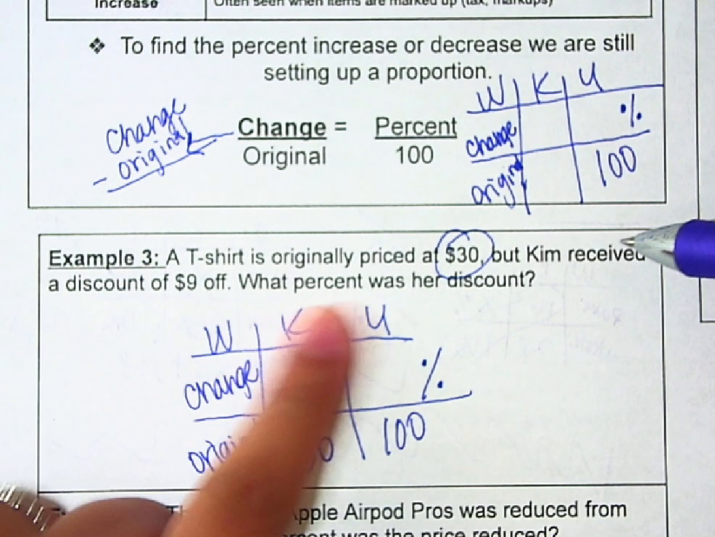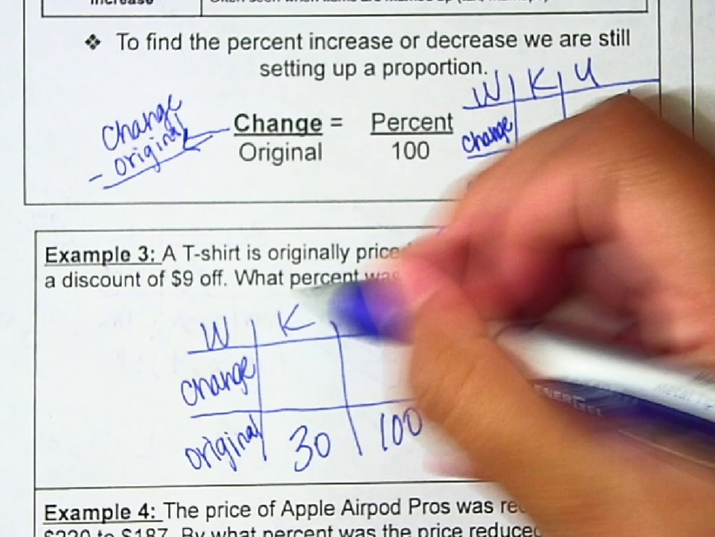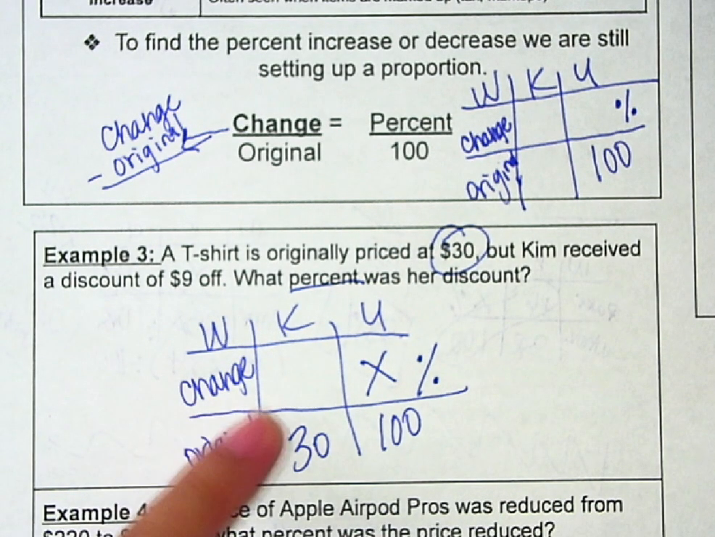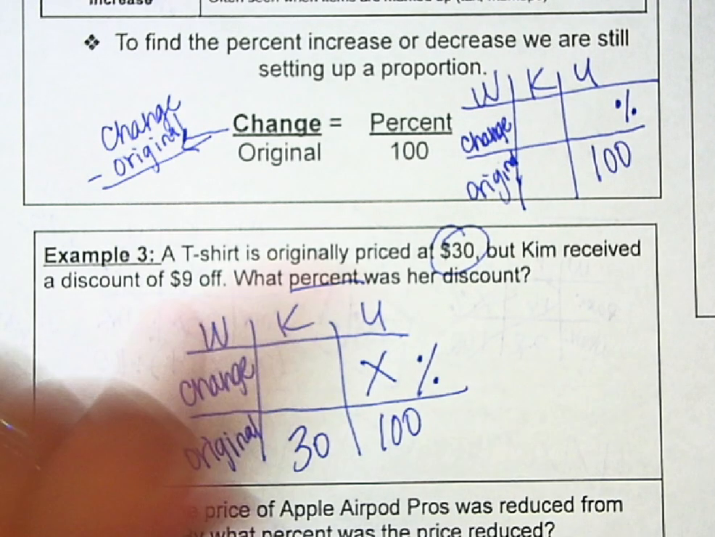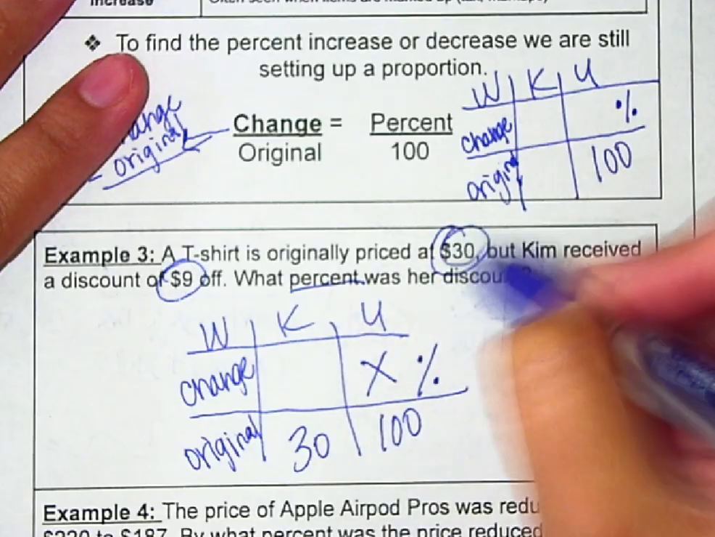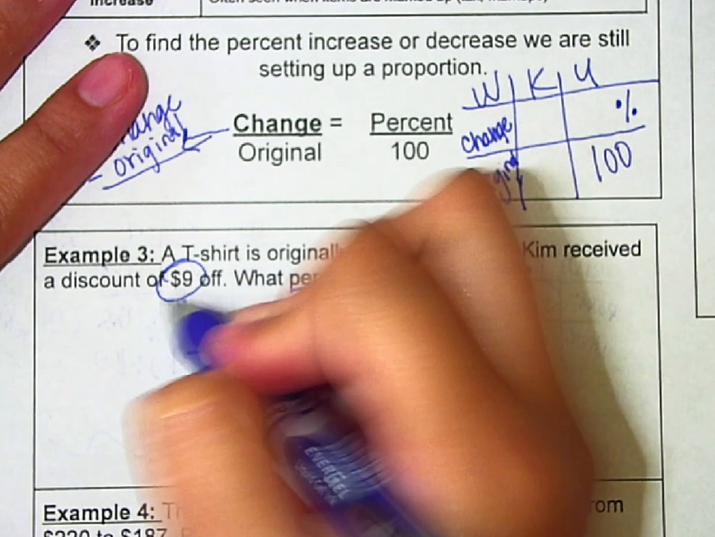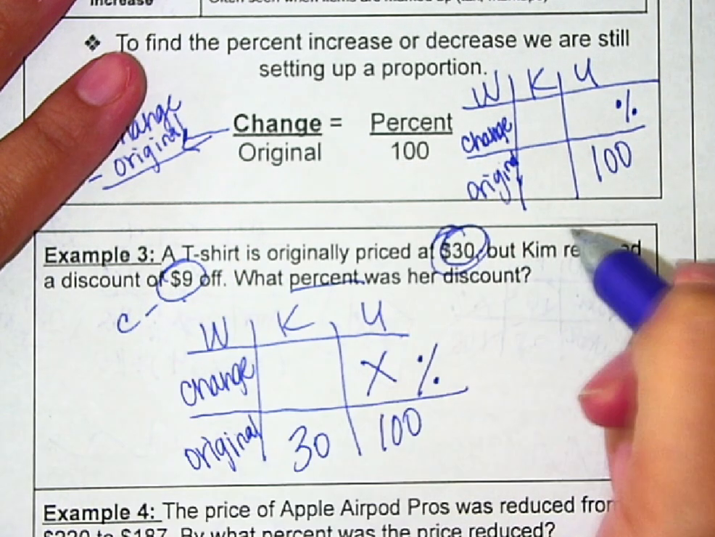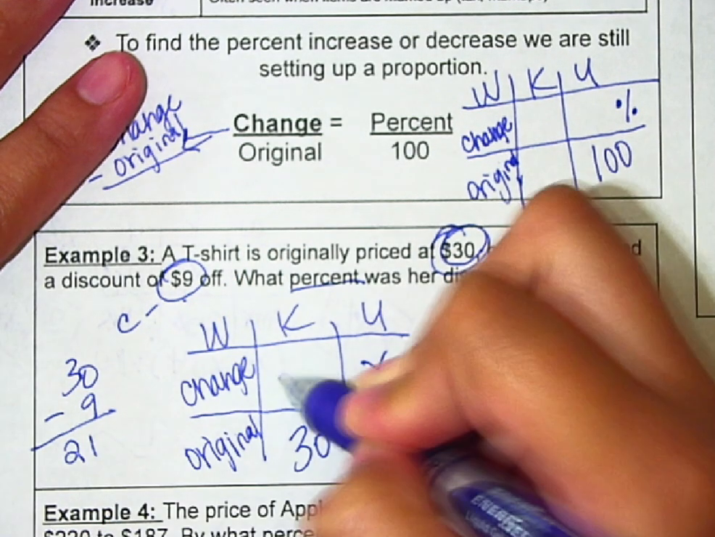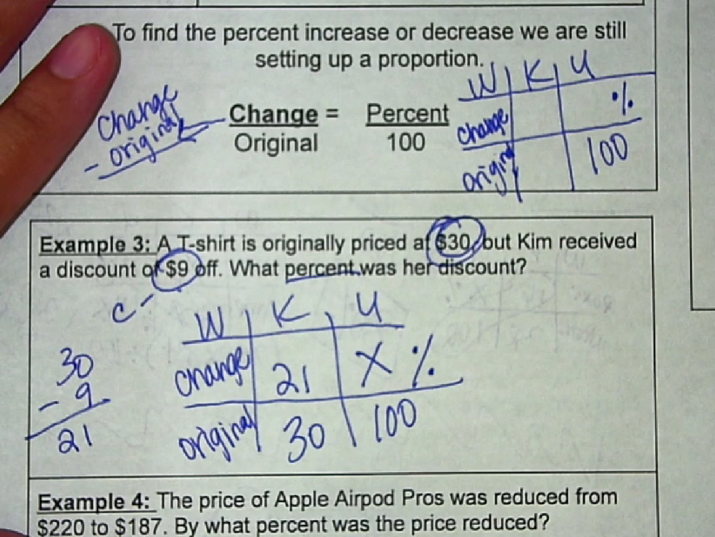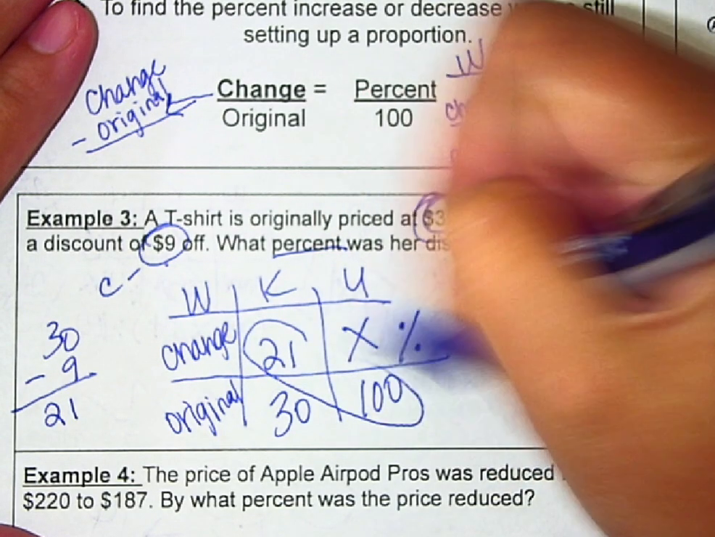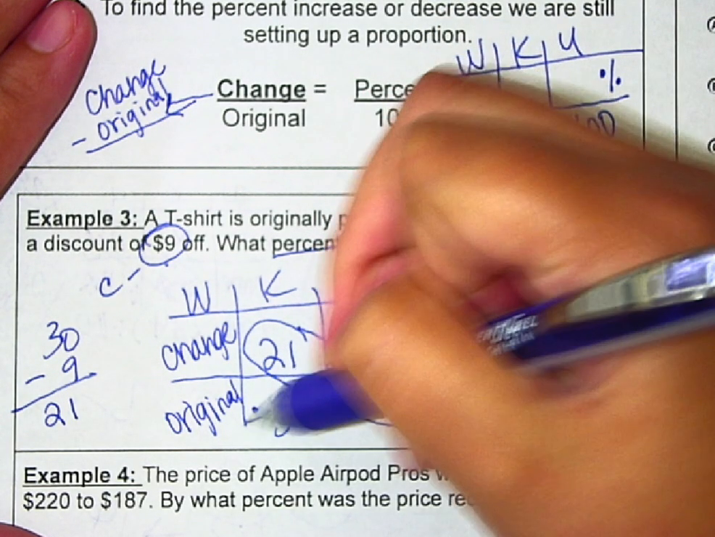It's asking for percent. So we don't know what the number for percent is. We do know the change. The change is we got $9 off of $30. So you're gonna have to subtract these two, our change and our original. Okay. So 30 minus 9 is gonna give us 21. 21 goes up there. Now this sets us up to solve for the baseball method, cross multiply and divide.